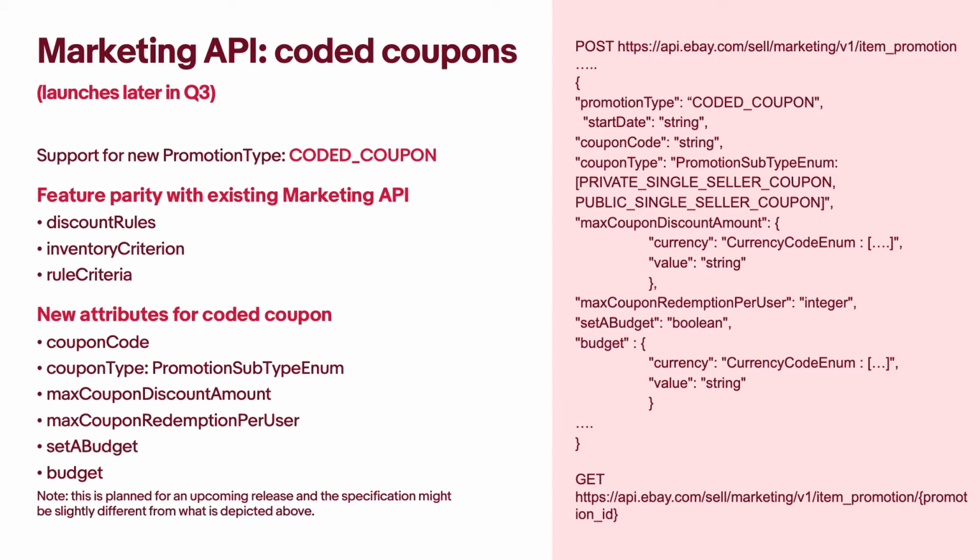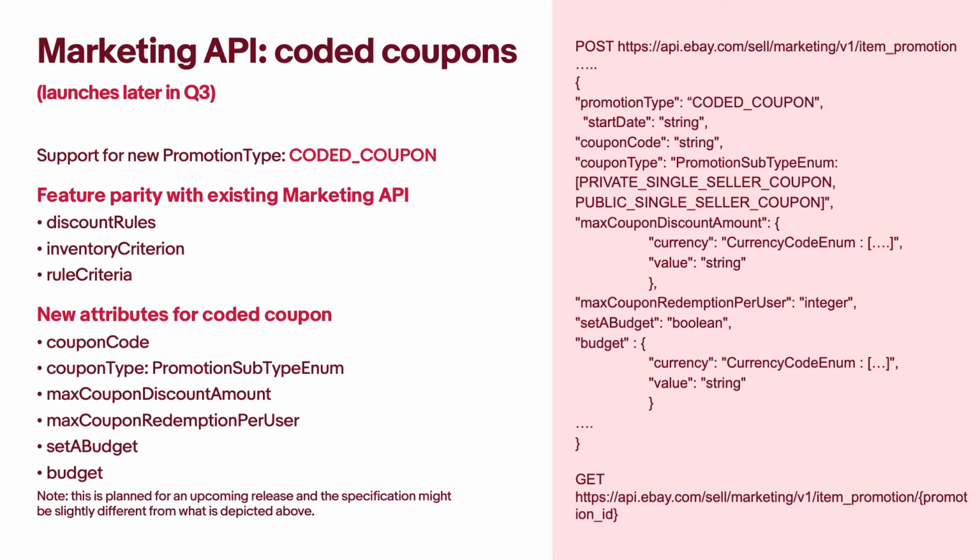So we've actually managed to keep the exact same campaign creation constructs the same. So choosing which inventory and what rule and how you want to express the rules around that to set up any past marketing campaign, you can now also do with coded coupons. What's new is the definition for the coded coupons themselves, where you can specify the coupon type, the discount amount, how many times a buyer can use it, set a budget to make sure sellers don't overspend, and it's really powerful, just the same way we offer inside of Seller Hub.